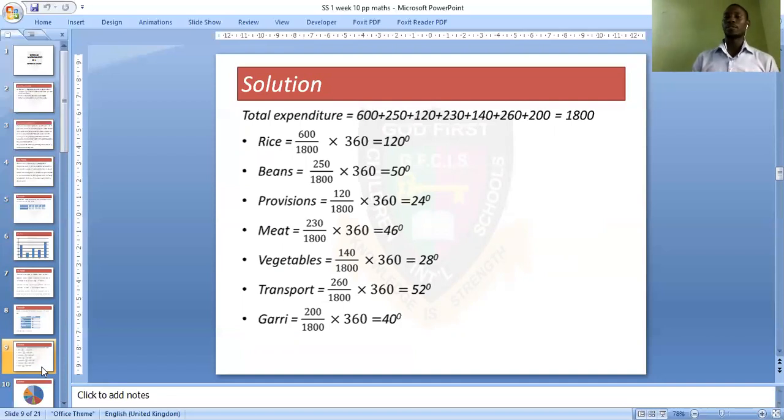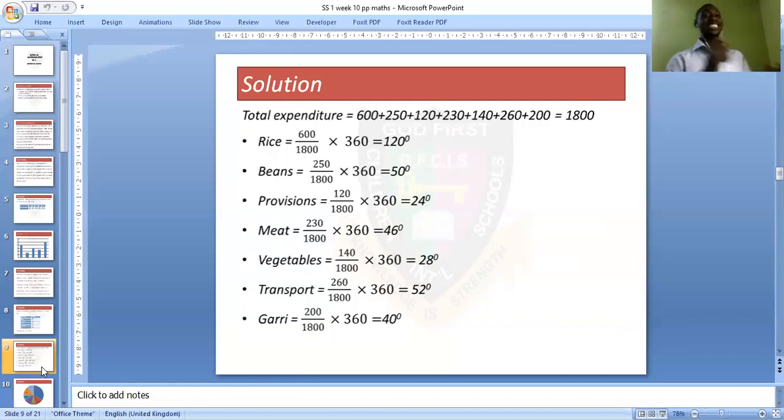First, find the total frequency, which is 1,800. Number two, find the fraction of the individual item to the total frequency, which is 600 by 1,800. Number three, multiply by 360, which will give you 120 degrees. This is applicable to all the individual items. You can see for beans, 250 over 1,800 times 360 equals 50 degrees. That is the equivalent of 250.